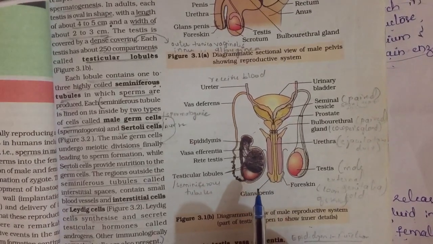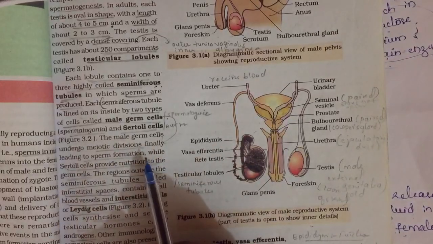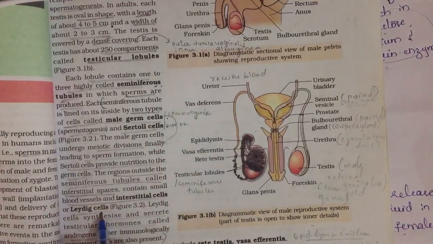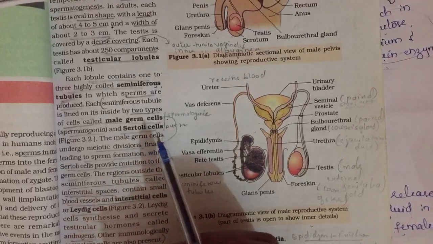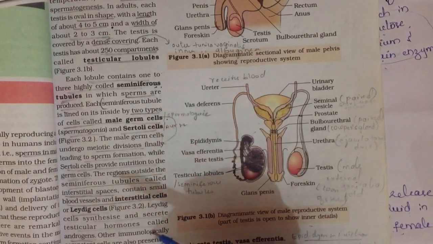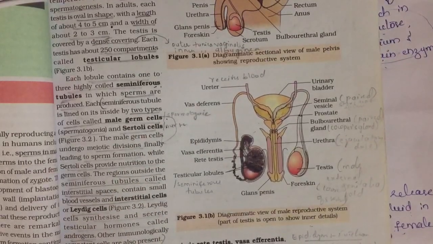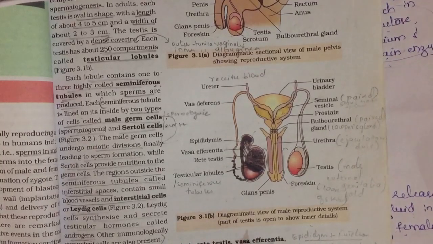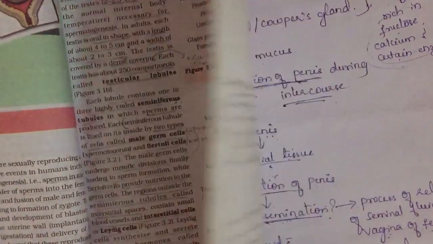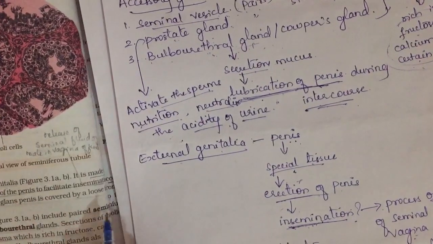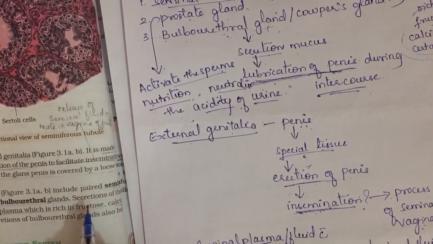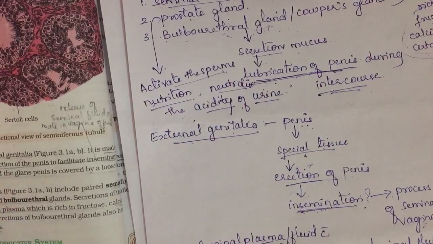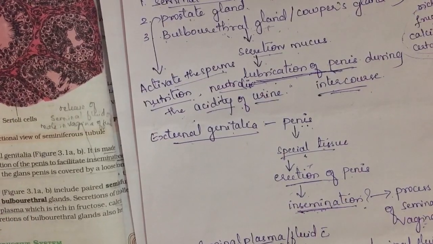Other questions they have asked are: what is the function of Leydig cells, what is the function of Sertoli cells, what is the function of the accessory ducts, name the male accessory ducts, name the male accessory glands, functions, what is foreskin, and what are the secretions present in the seminal plasma. You must be prepared to answer all these questions.